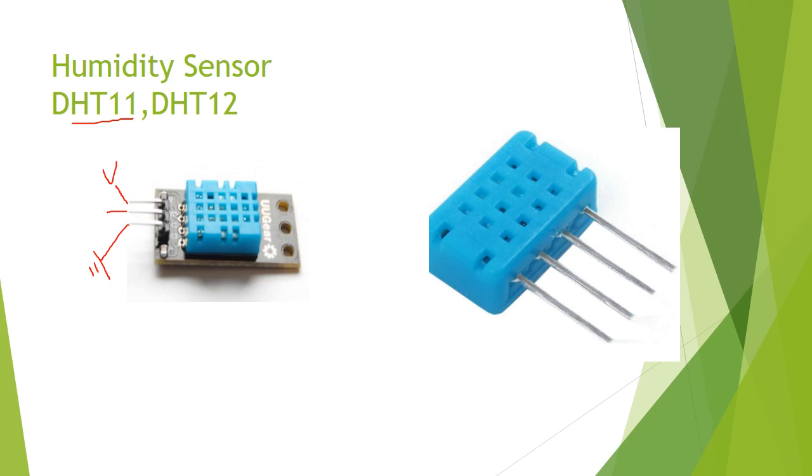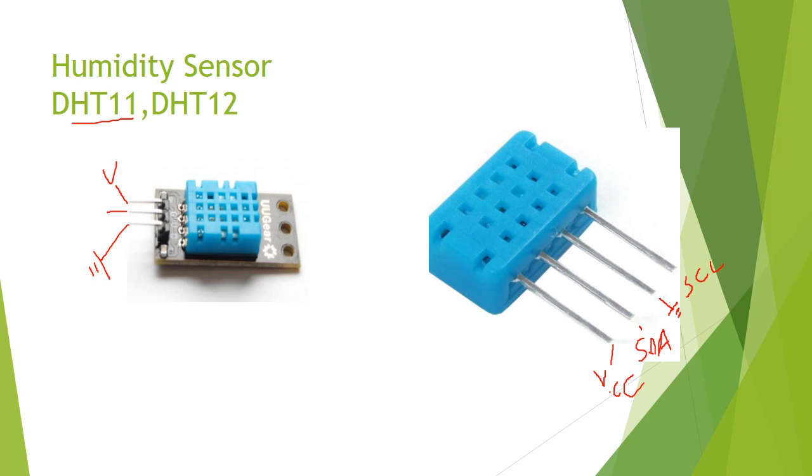So on this DHT12, this end pin is your VCC, and these two: this one is your ground pin, and this is your SDA pin, SDA, and the last one is your SCL, SCL. I'll explain both of these pins. What are these two pins?